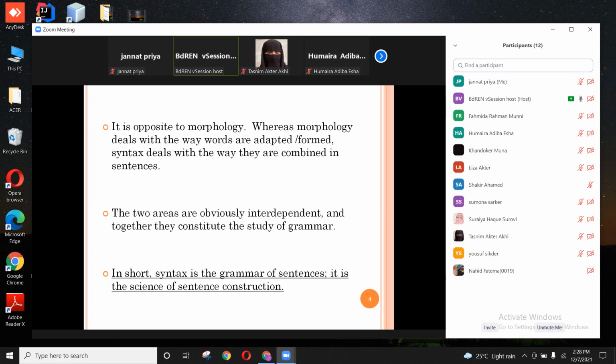So remember the short definition of syntax. Syntax is the study of sentence formation. Morphology is the study of word formation. Syntax is the study of sentence formation.